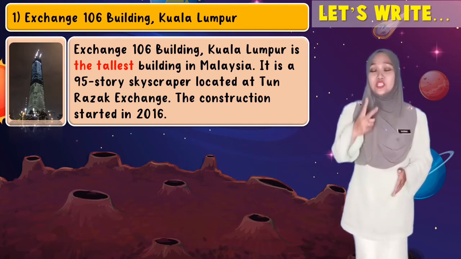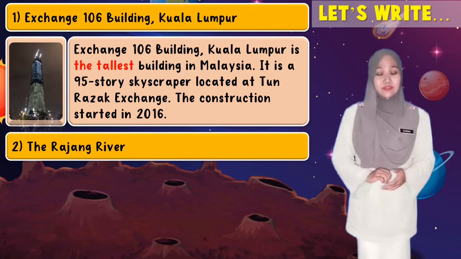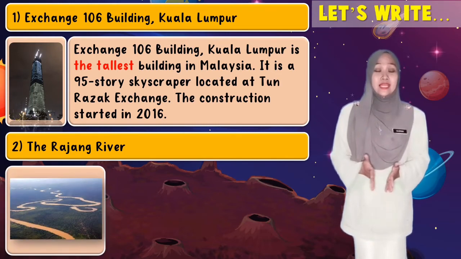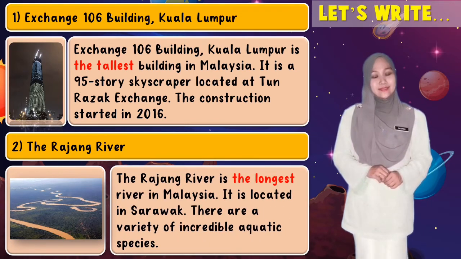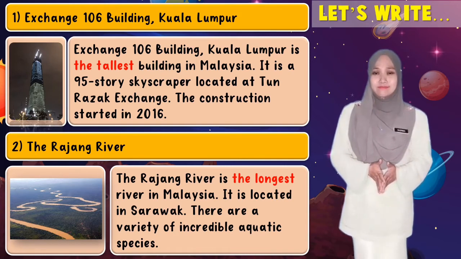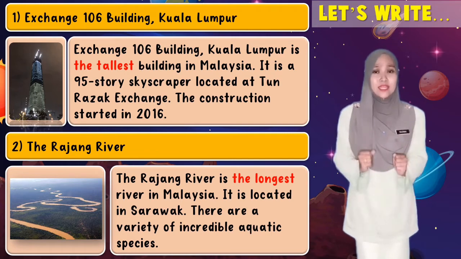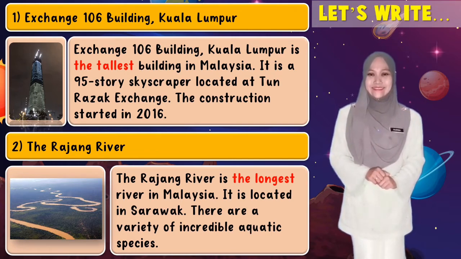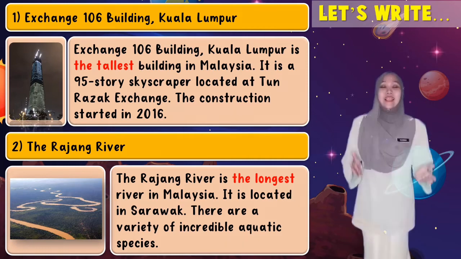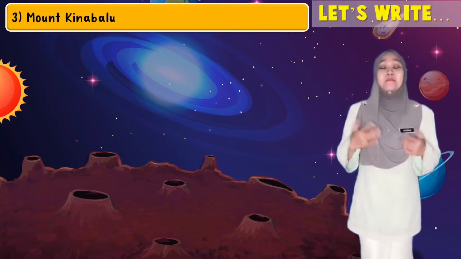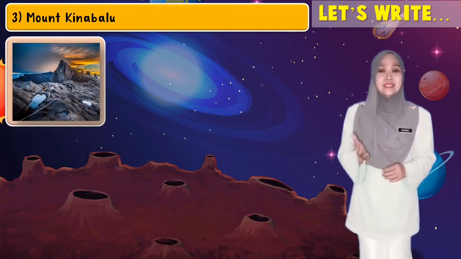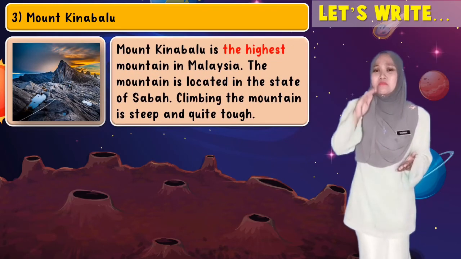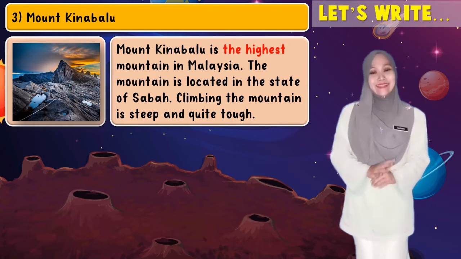Let us write about picture number 2. The Rajang River. You may write about it like this. The Rajang River is the longest river in Malaysia. It is located in Sarawak. There are a variety of incredible aquatic species. Let us write about picture number 3, Mount Kinabalu. Mount Kinabalu is the highest mountain in Malaysia. It is located in the state of Sabah. Climbing the mountain is steep and quite tough.